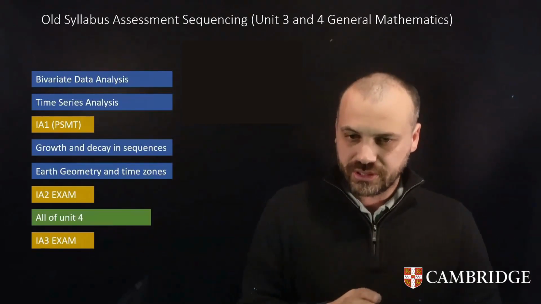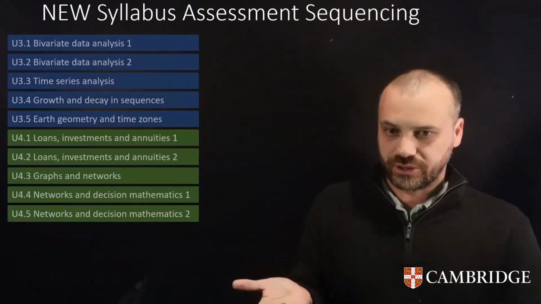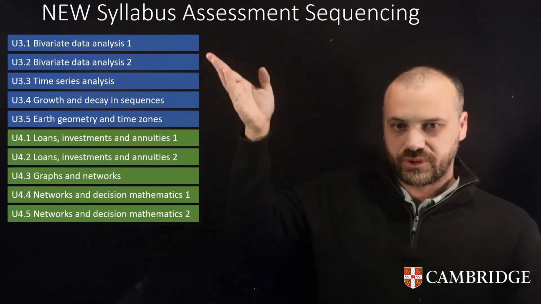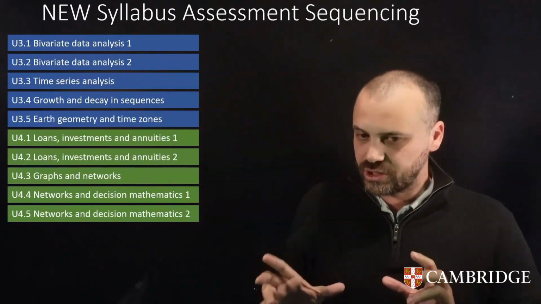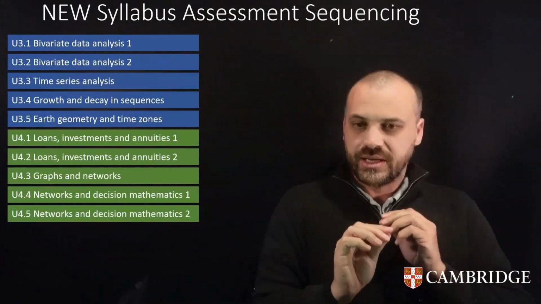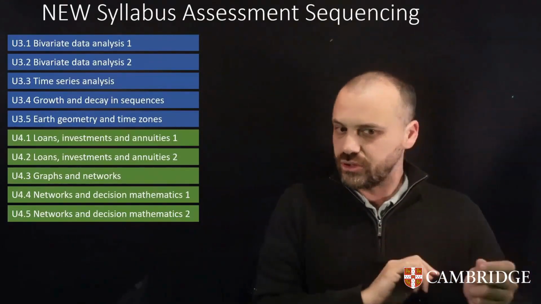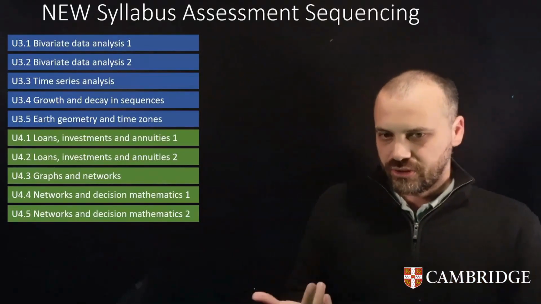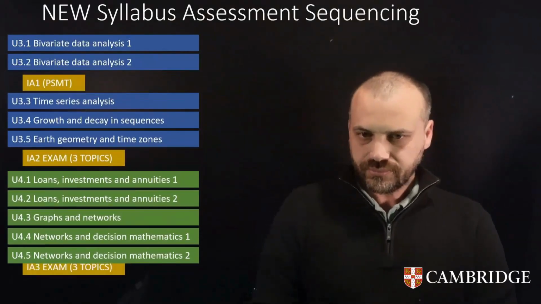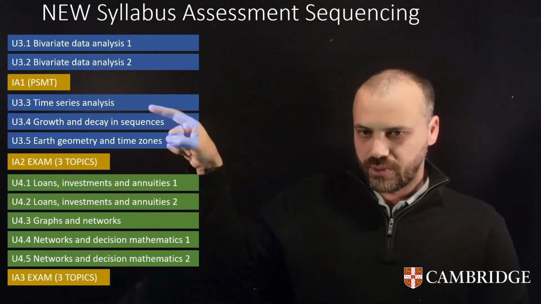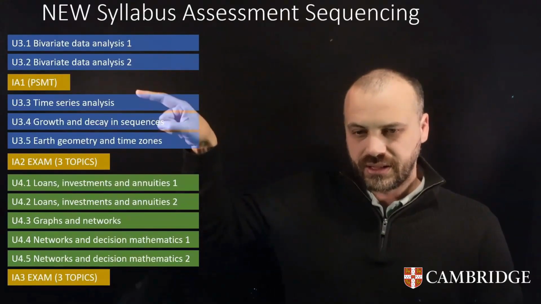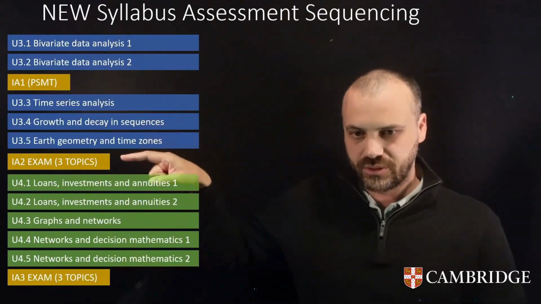Now, in the new syllabus, you've got to think about it totally different, because you've got all of these topics from Unit 3 and Unit 4. So the topics haven't really changed, but you really do have more of an opportunity to consider sequencing them in totally new and interesting ways. So, for example, let's bring our IA1, IA2, and IA3 again. We can put our IA1 after bivariate data like we did before. And then we can do these 3 topics and do IA2.